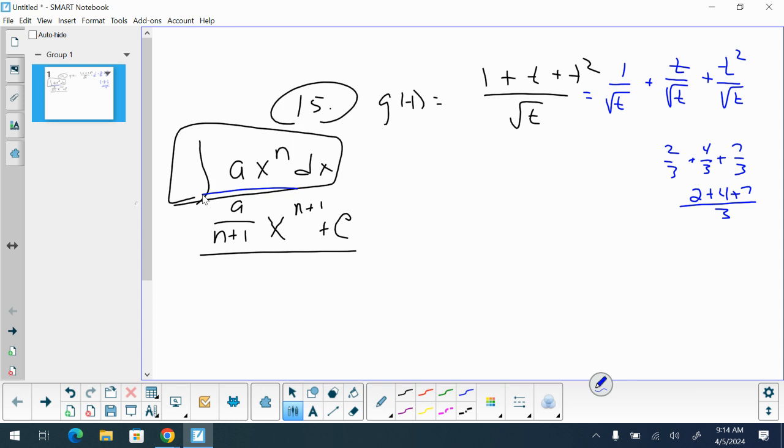Okay? So now what we have is 1 over square root of t. Well, square root of t in an exponential form is t to the what power? 1/2. So we have 1 over t to the 1/2 plus t over t to the 1/2 plus t squared over t to the 1/2.